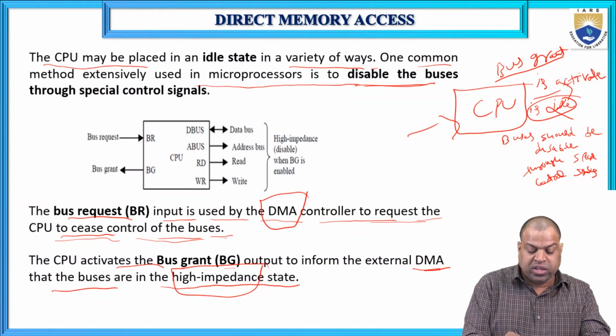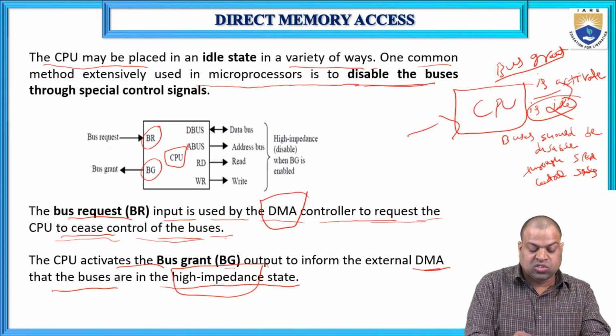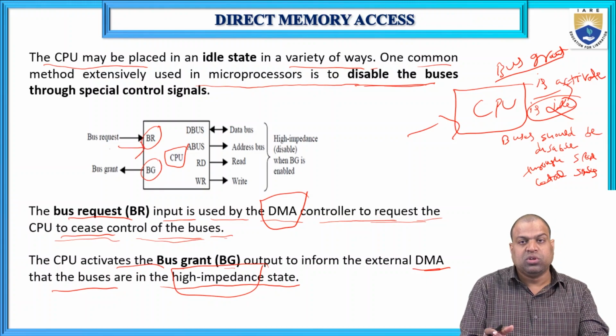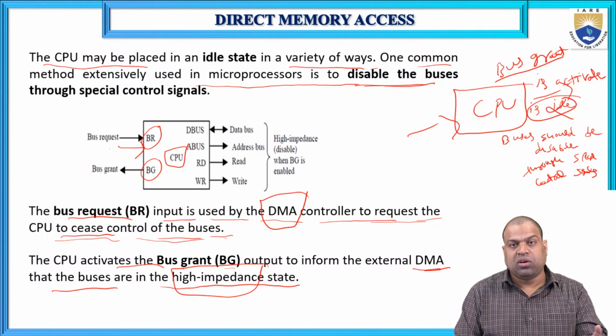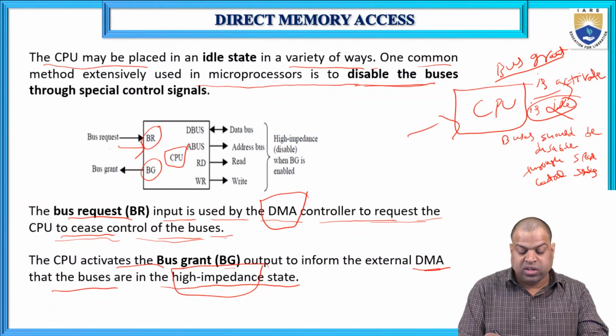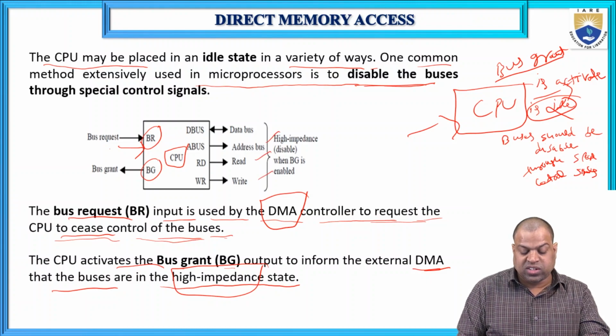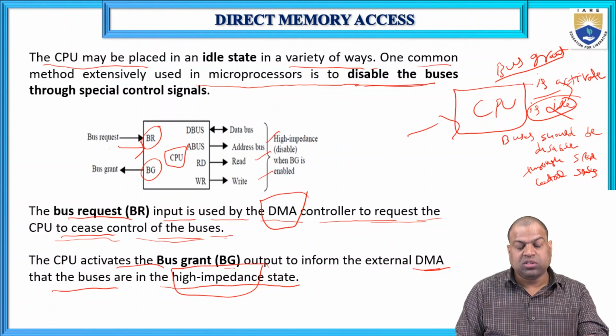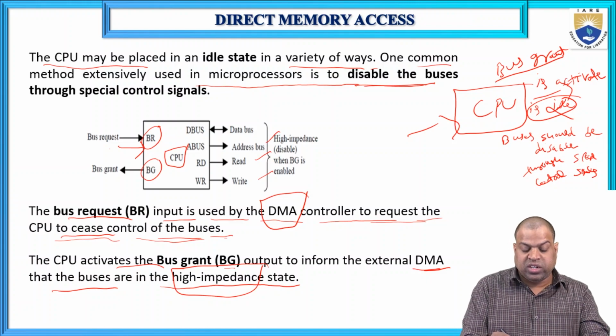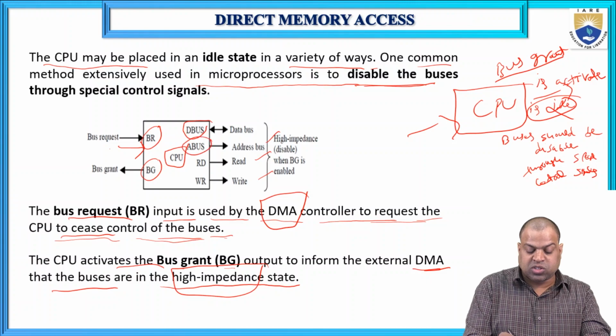Suppose here I am taking one CPU, with bus request and bus grant. Bus request means we are requesting the CPU to accept the buses. Bus grant means the CPU gives information to the input output peripherals that we are granting the buses. And what are the outputs here? Address bus, read, write. What is the read operation? CPU to user. And what is the write operation? User to CPU. So DBUS means data bus, with address bus, read, write, and the CPU bus request and bus grant.